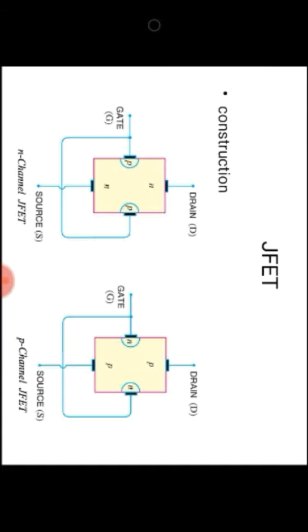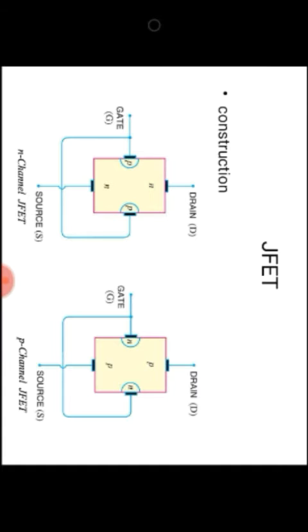First of all, the construction of JFET. The JFET consists of a p-type or n-type silicon bar containing two p-n junctions, as you see in the figure. If the bar is n-type, it is called an n-channel JFET, as in the left side figure. The main bar is n-type semiconductor material, so it is called an n-channel JFET. And if the bar is p-type, it is called a p-channel JFET, as in the right side figure.